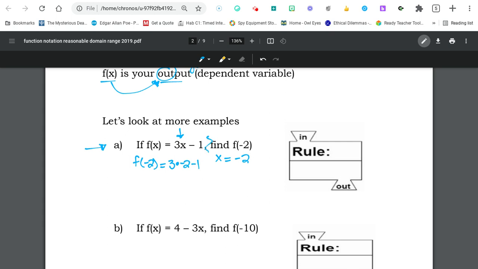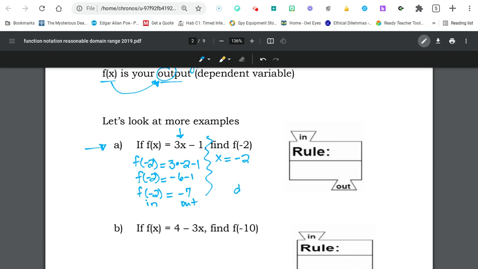Just follow your equation, okay? So when I put in negative 2 for x, I end up with negative 6 minus 1. So basically, when I put in negative 2, I get out negative 7. So when I put in negative 2, my output is negative 7.